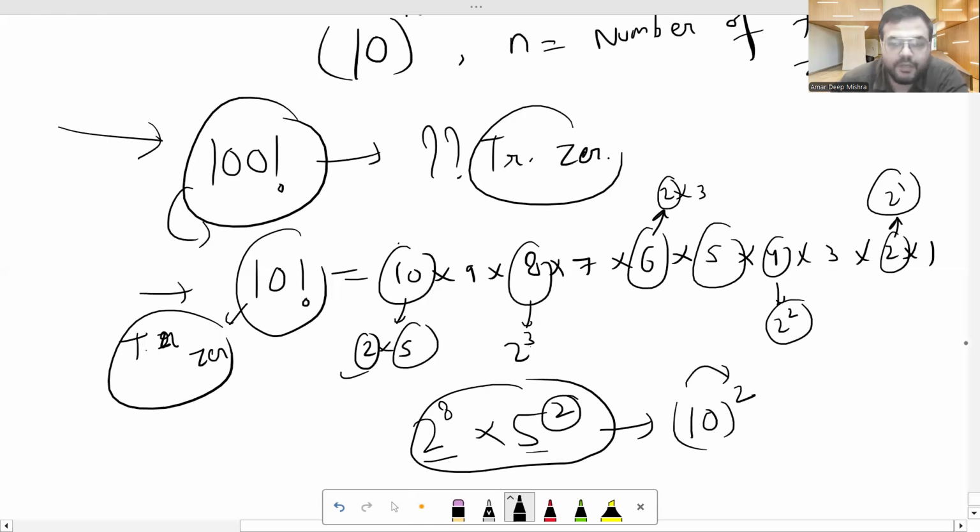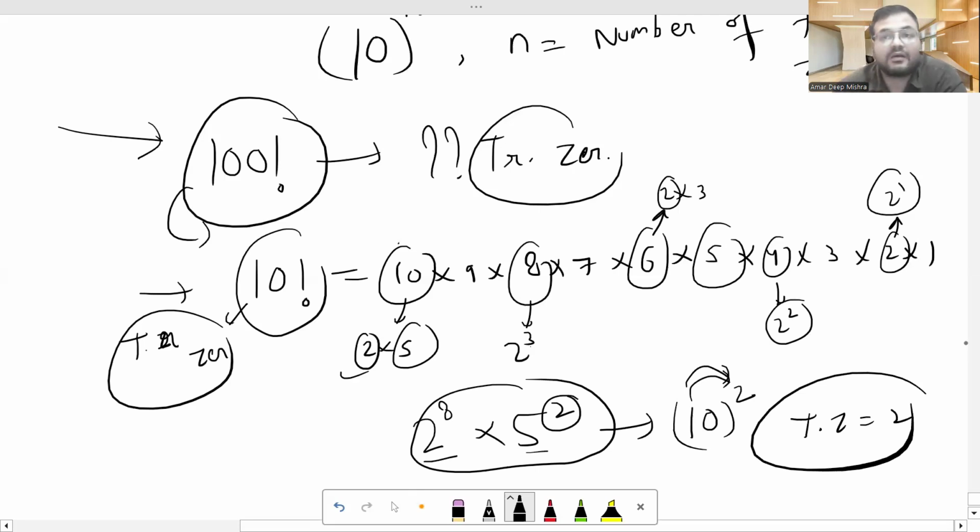2. Okay, now understand. Every time you will not be able to find out the answer like this. Okay, here 10 power is 2 means trailing zeros are how many? 2. Power of 10 is the trailing zeros. But every time you cannot use this method to get the answer, to get the number of trailing zeros. Okay, so there should be some kind of shortcut here.